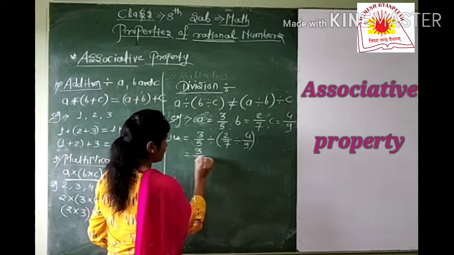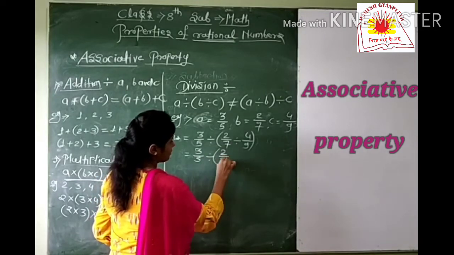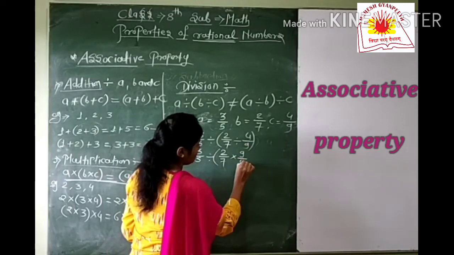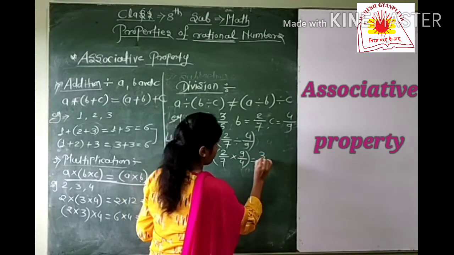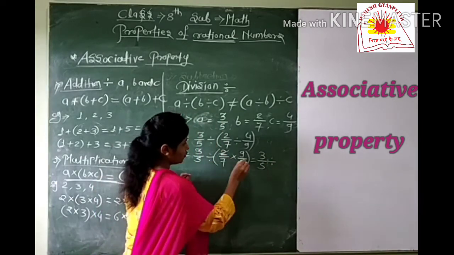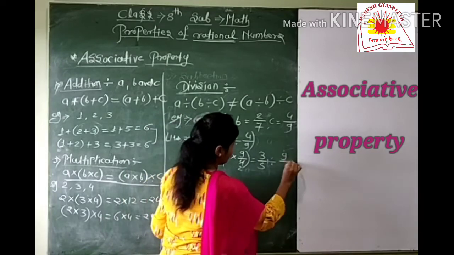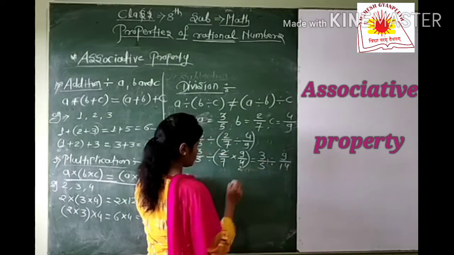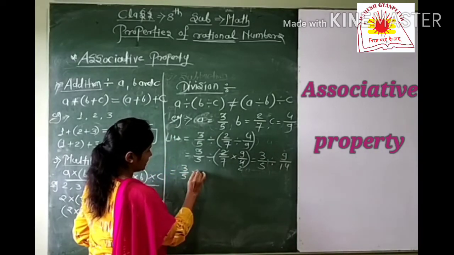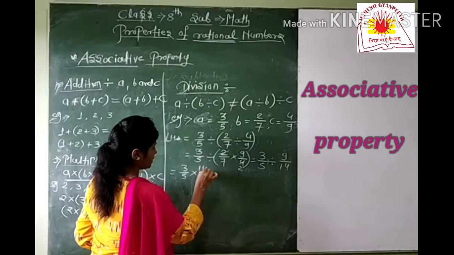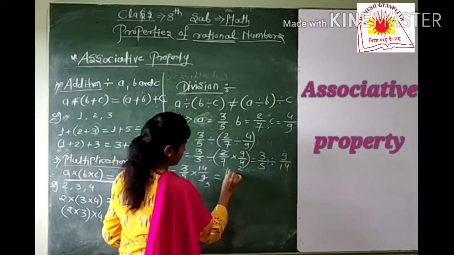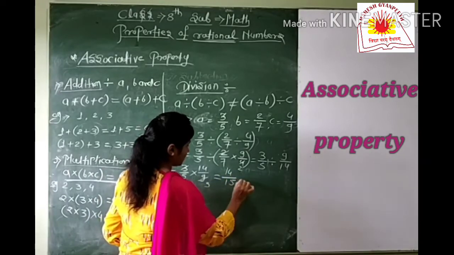3 upon 5 divided by 2 upon 7. First we have to solve this bracket. The reciprocal of 4 upon 9 is 9 upon 4. So 2 upon 7 multiplied by 9 upon 4 gives 9 upon 14. Again you have to find the reciprocal. 3 upon 5 multiplied by 14 upon 9, then 3 is reducible. Then 14 upon 15 is the LHS.